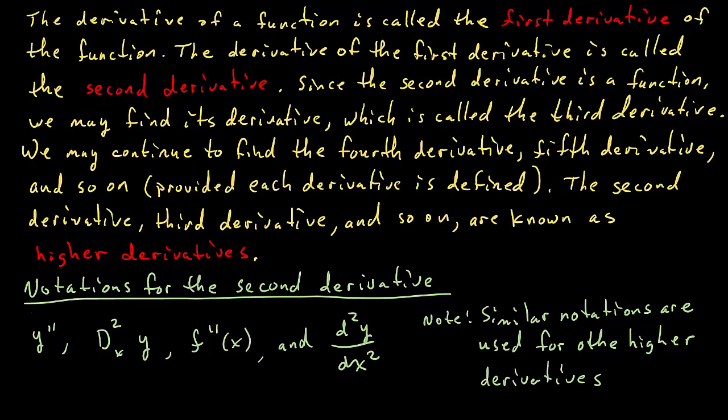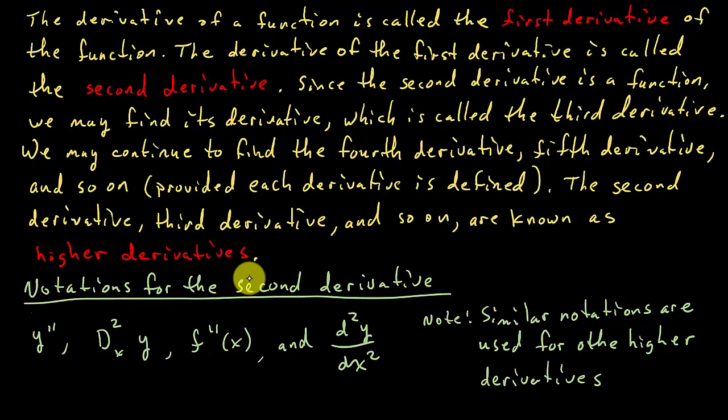So the derivative of a function is called the first derivative of the function. The derivative of the first derivative is called the second derivative. And since the second derivative is a function, we may find its derivative, which is called the third derivative. And you can continue to find the derivatives, fourth derivative, fifth derivative, and so on, provided each derivative is defined. The second derivative, third, and so on are known as higher derivatives.